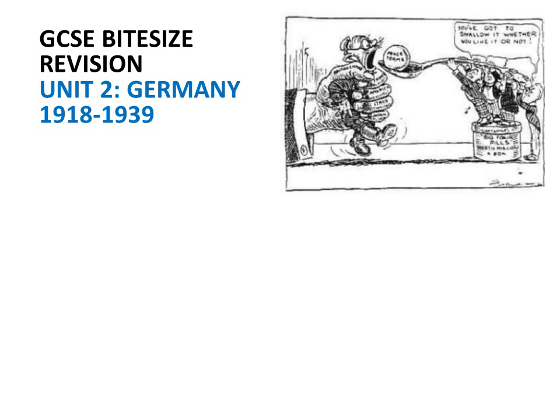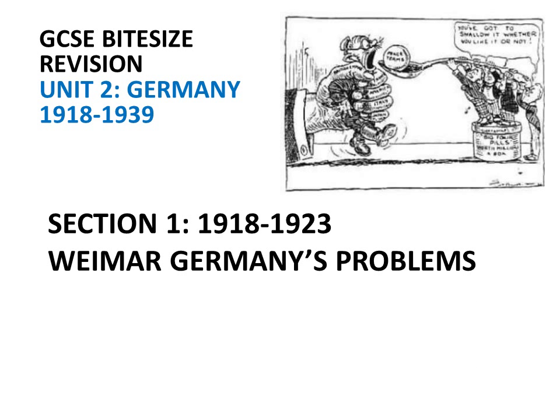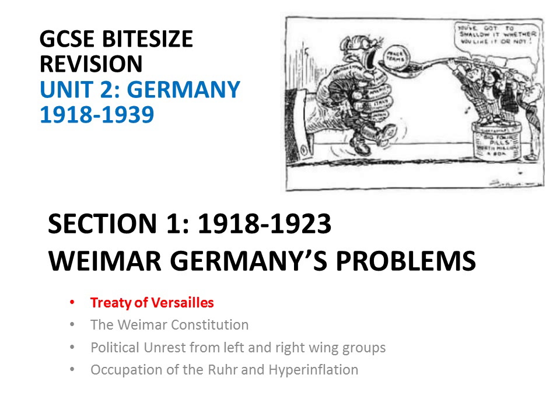This is GCSE Bite-Size Revision Unit 2, Germany 1918 to 1939. This is bite-size revision designed to help you get through the topics gradually. Section 1, Part 2, it's the Weimar Constitution.